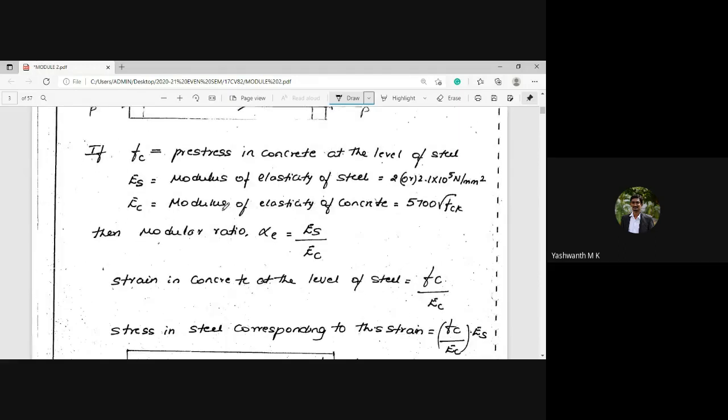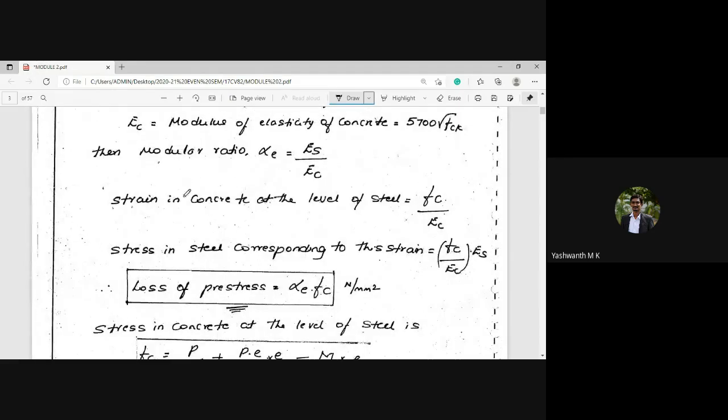Next, if you know the stress in concrete at the level of steel and want the strain in the concrete at the same level, then it is the stress in concrete at the level of steel divided by the modulus of elasticity of concrete. This gives the strain in concrete at the level of the steel. Next, the stress in steel corresponding to the strain is given by Fc by Ec into Es, that is, this factor multiplied by the modulus of elasticity of steel, which gives the stress in steel.